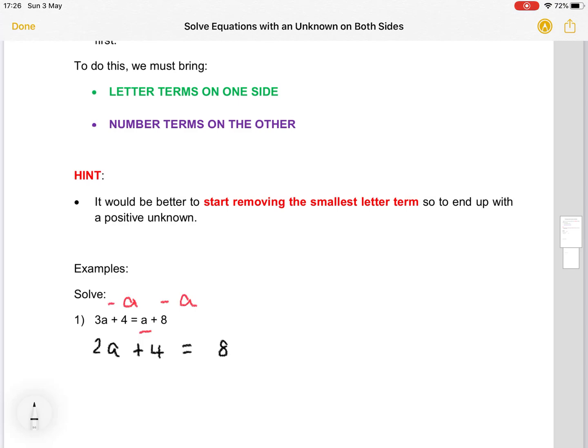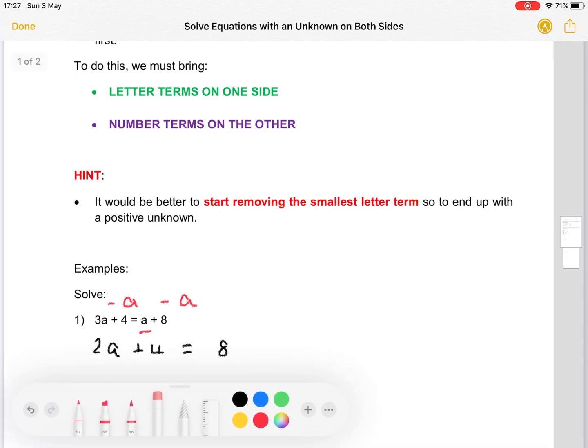Now we have an equation with two mathematical operations just like yesterday. Okay, so now we remove the number term first. To organize, boys, we need letter terms on one side, number terms on the other. So on the left, there's still a mixture, all right, of letter terms and number terms. So let's remove that number term. We must remove the plus 4.